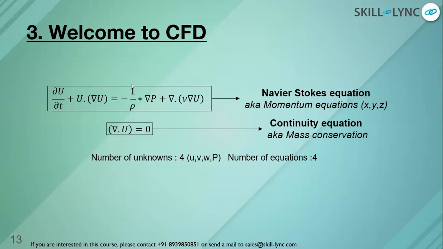On the right-hand side, you have the first term, which is your pressure term. Whenever you have a fluid flow, essentially it is happening because of some pressure difference. That is being taken care of by this pressure term. And the last one is the diffusive term. Because you have your viscosity coefficient here, that is why it is known as a diffusive term.